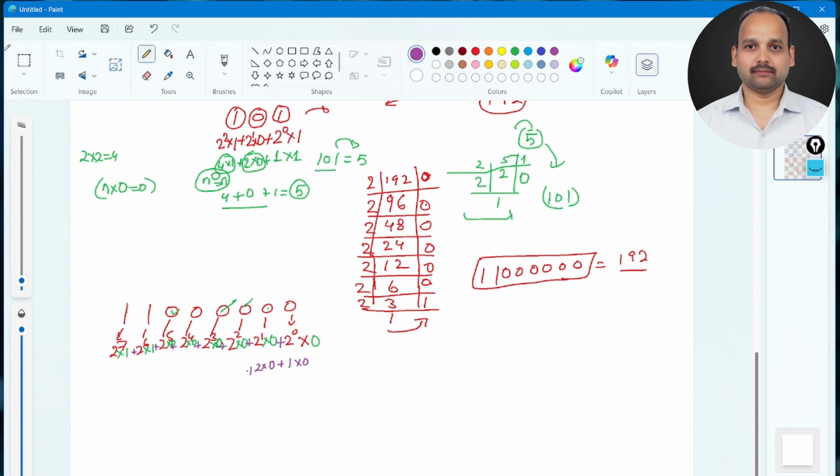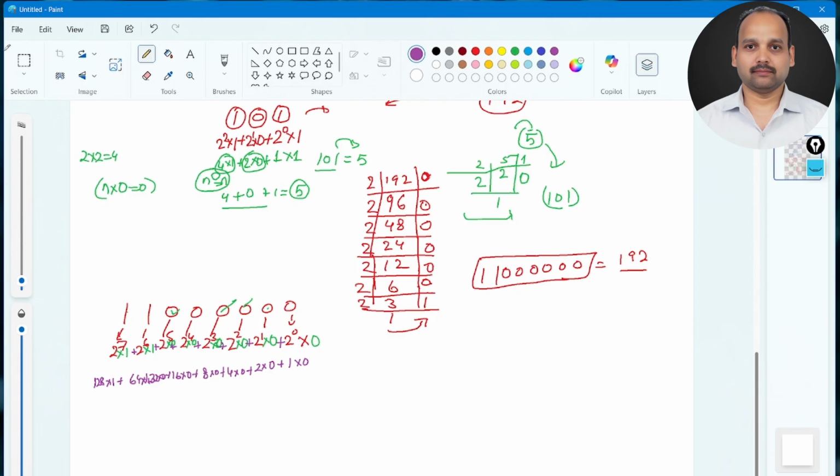and 0, plus 2 to the power 3, that means 8, into 0; 2 to the power 4, that means 16, into 0; 2 to the power 5, that means 32, into 0; 2 to the power 6, that means 64, into 1; and 2 to the power 7, that means 128, into 1.